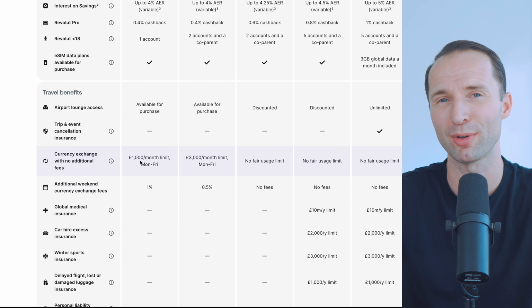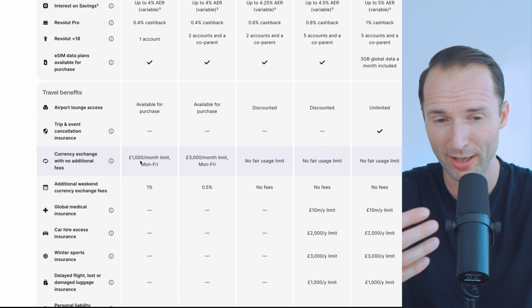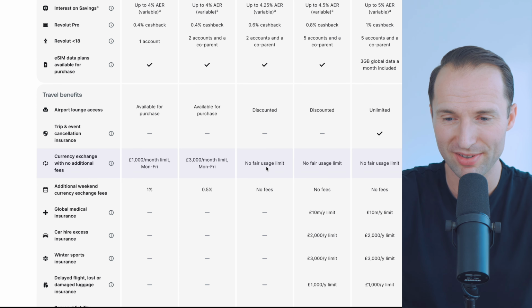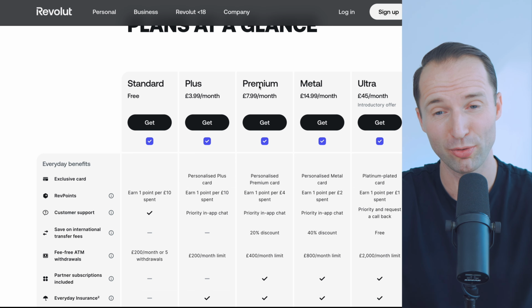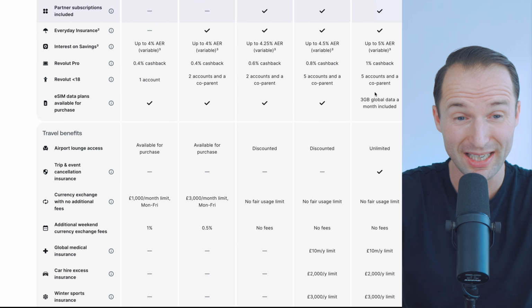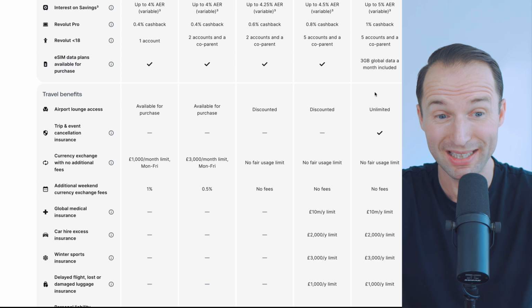So you have to be very mindful of that. If you do travel a lot or exchange quite a bit of currency, then you really should be considering one of the higher plans. And I always recommend, if you really start enjoying Revolut, go for either Premium, Metal or Ultra, because especially in terms of currency exchange, you're really going to be saving a lot of money.